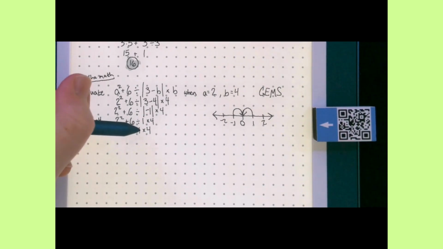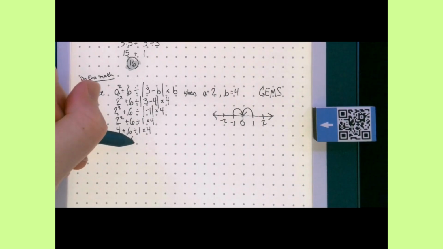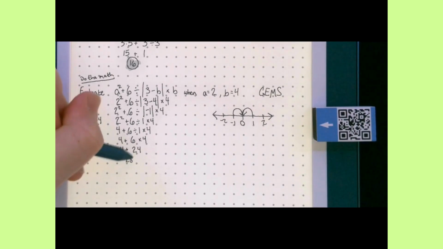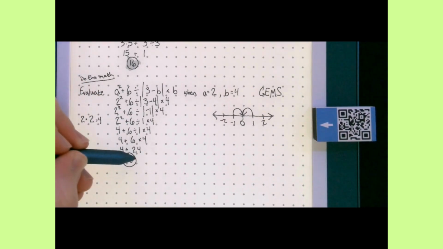6 divided by 1 is 6. So we have 4 plus 6 times 4. Now 6 times 4 is 24. Bring down our little 4 plus, and then 4 plus 24 is 28. And there is my final answer.